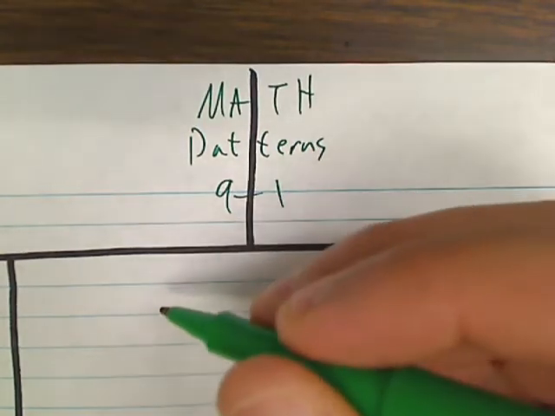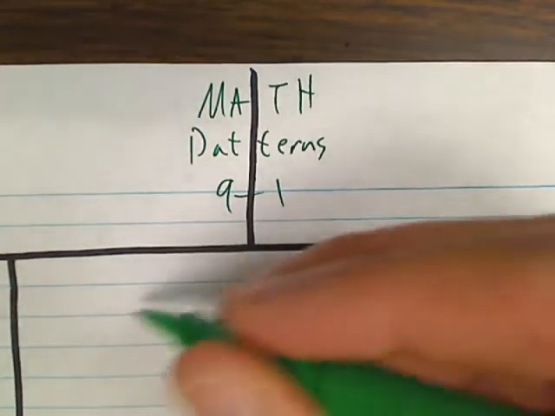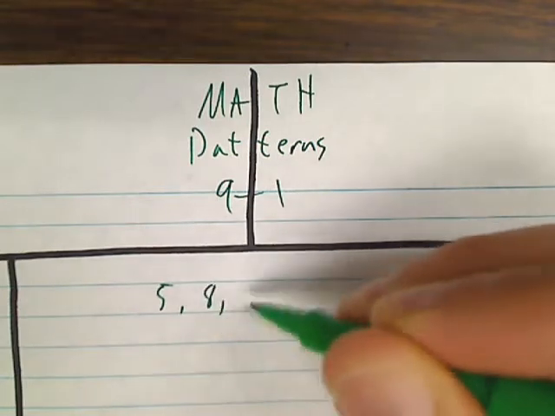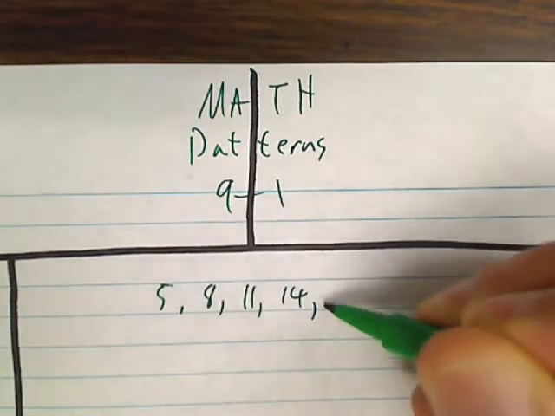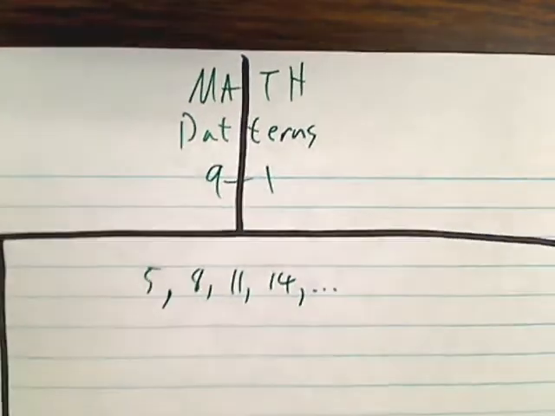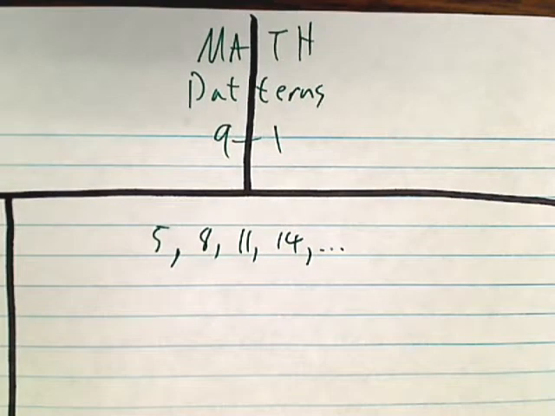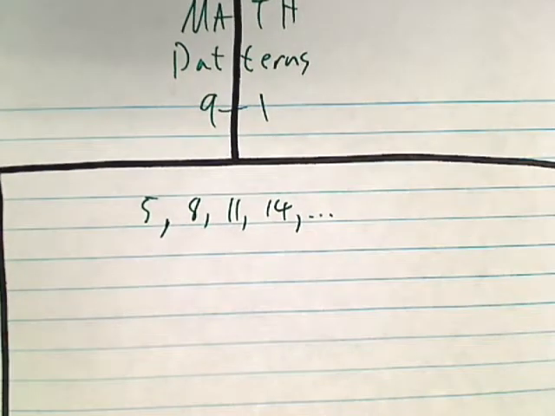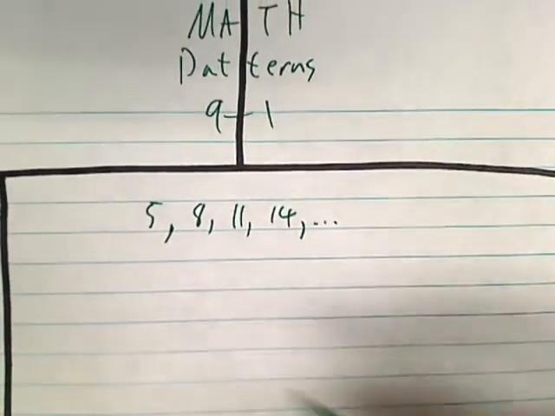So we're going to look at a sequence of numbers: 5, 8, 11, 14. This is a pattern that continues on. It's a math pattern, an arrangement of numbers. We're going to talk about a couple of different types of formulas today. So formulas.